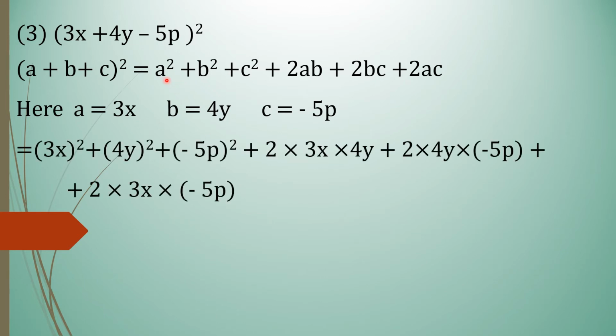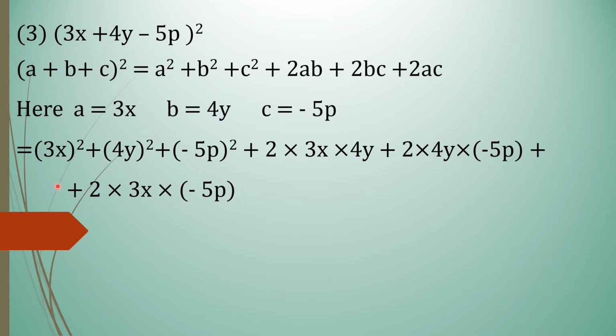So we'll just put it in. a square will become 3x the whole square, b square will become 4y the whole square, plus c square you'll write as minus 5p the whole square, plus in place of 2ab you'll write 2 into 3x into 4y, plus in place of 2bc you'll write 2 into 4y into, now c is negative, so you'll put in brackets minus 5p, then plus 2ac, you'll write 2 into 3x into minus 5p. So let's solve this now, students.